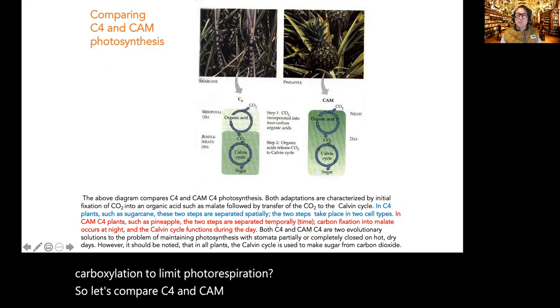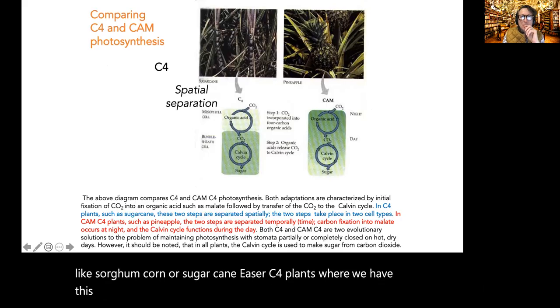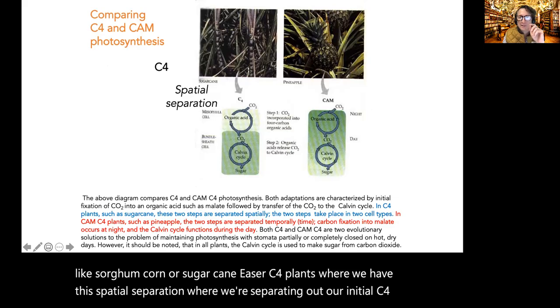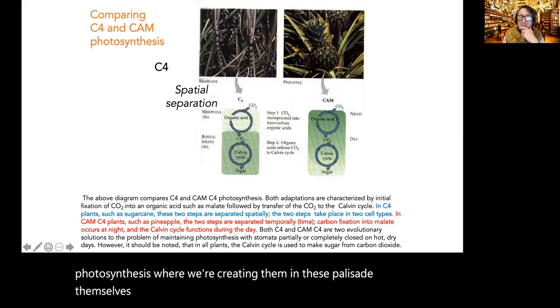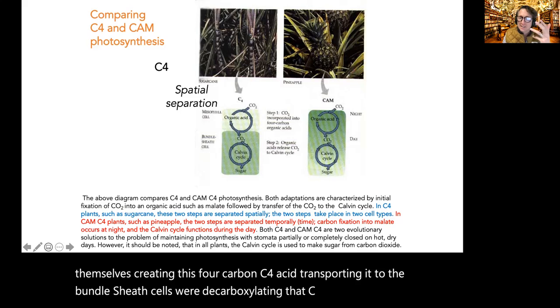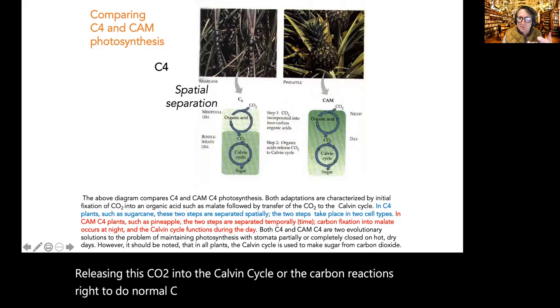So here's a C4 plant like sorghum, corn, or sugar cane. These are C4 plants where we have this spatial separation, right? We're separating out our initial C4 photosynthesis, creating in these palisade cells this 4-carbon C4 acid, transporting it to the bundle sheath cells. We're decarboxylating that C4 acid, releasing the CO2 into the Calvin cycle or the carbon reactions, right? To do normal C3 photosynthesis, spatial separation.